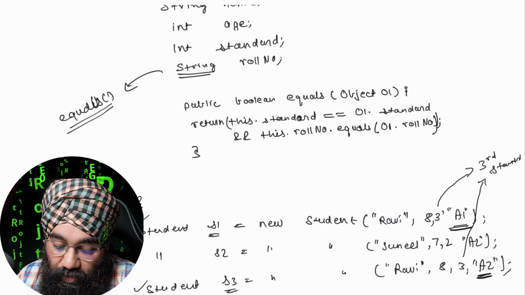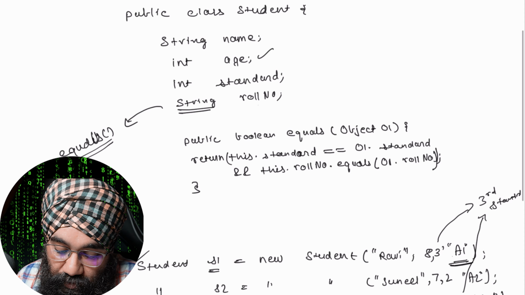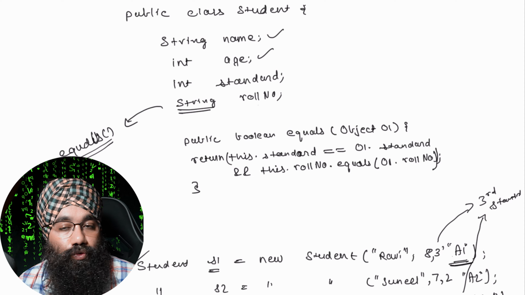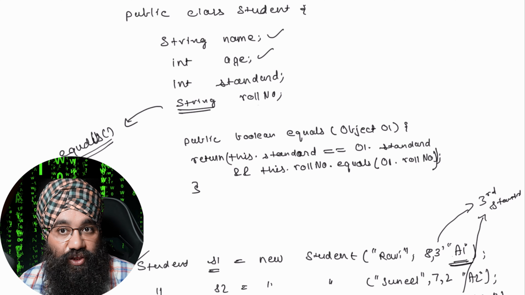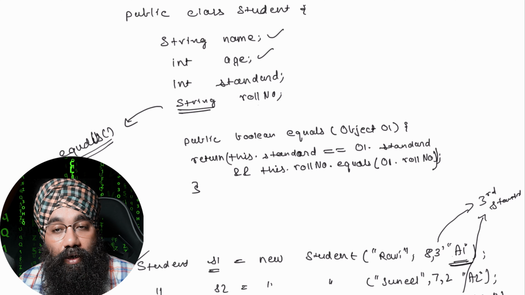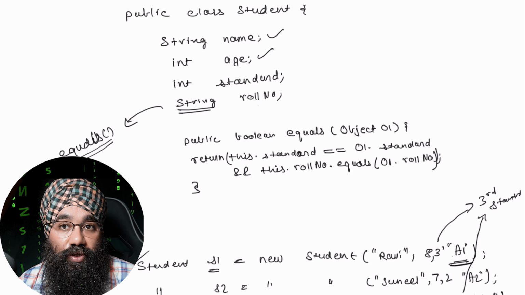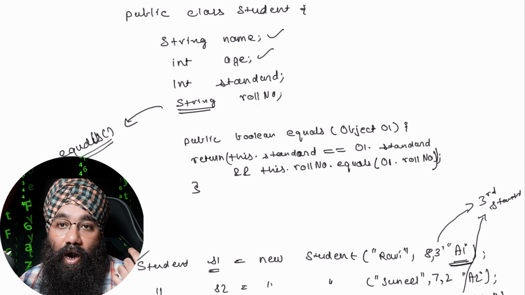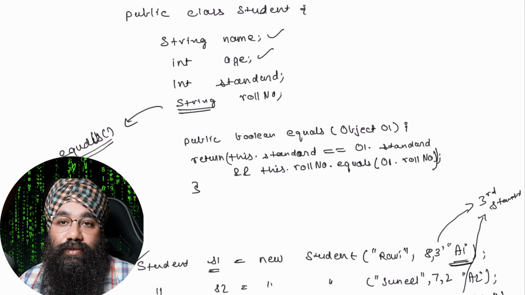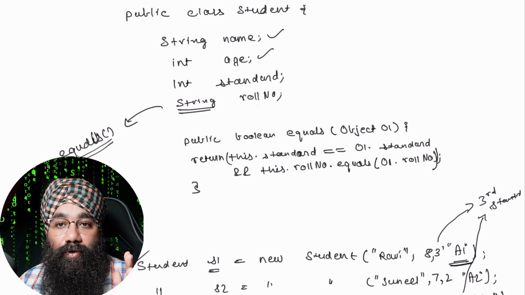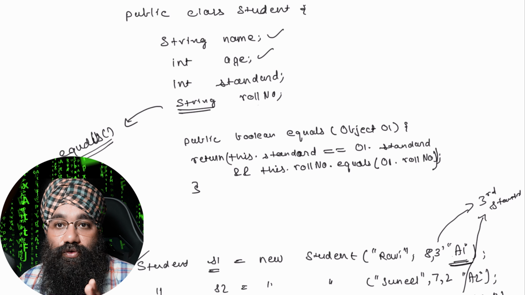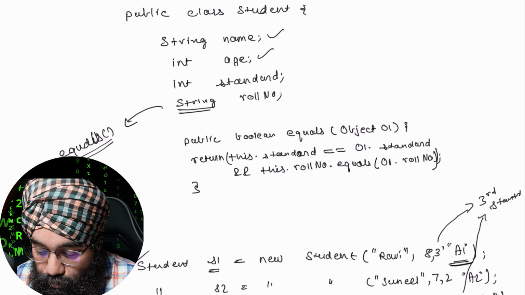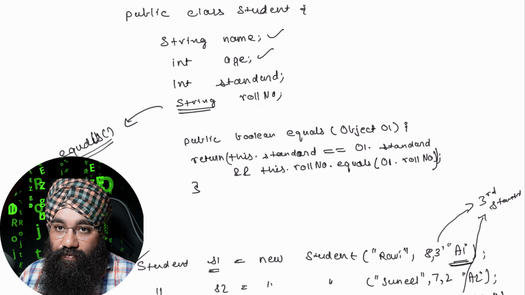You can see that we are not using age here. We are not using age, we are not using name. The reason is that name can be the same for two different children as well. Age can also be the same, but the roll number and standard combination must be unique for each and every child. So we as developers have to realize which combination of properties is unique for a given student, and then use these properties in the comparison in the equals method. So this is how the equals method is defined.